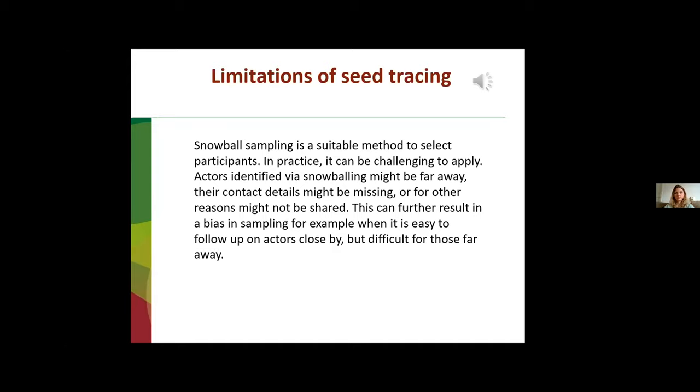A limitation of seed tracing is that snowball sampling is a very suitable method to select participants, but in practice it can be really challenging to apply snowball sampling because sometimes it can be hard to follow up on the respondents to really identify them and reach out to them. They might be located too far away, or contact details might be missing. And then you can also create some bias. For example, when you follow up on people that are close by and you cannot reach those that are far away, you will miss some information in your network.